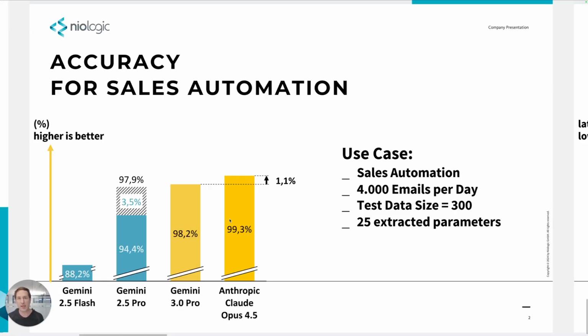So summarizing, we definitely see an increase of accuracy comparing Gemini 3.0 or 2.5 with Claude Opus, and for our use case at least, it's near to perfection. So human error is completely excluded, and we definitely see with 99.3% a very decent result. However, Gemini 3.0 Pro results are also pretty good, I would say.